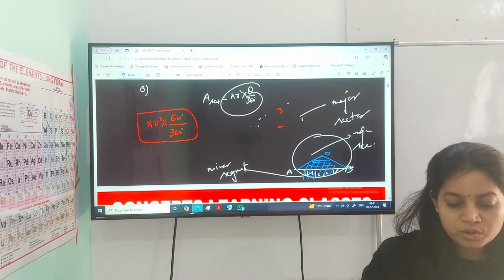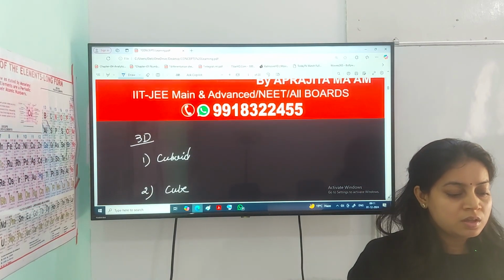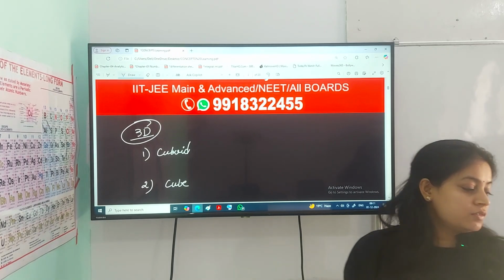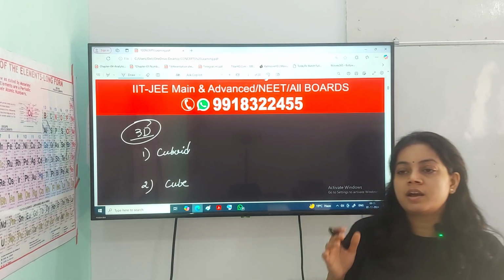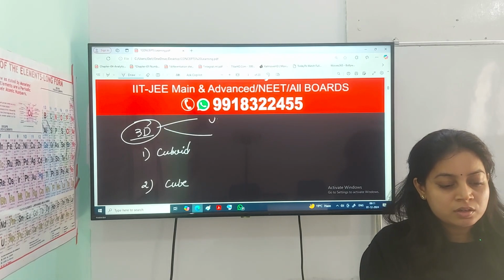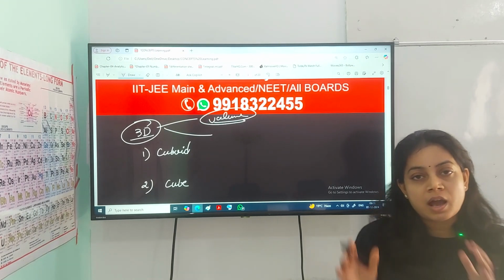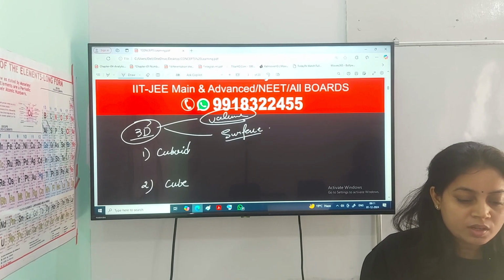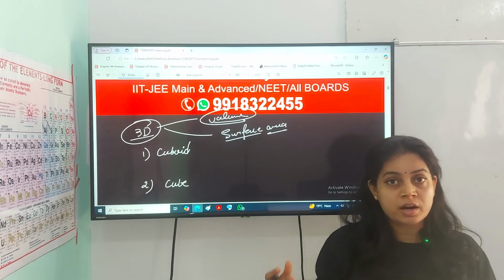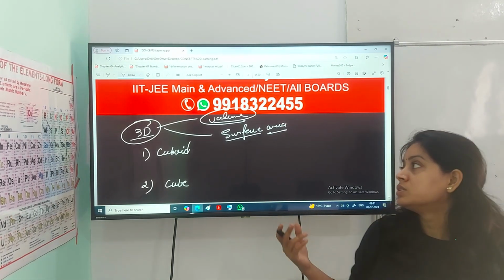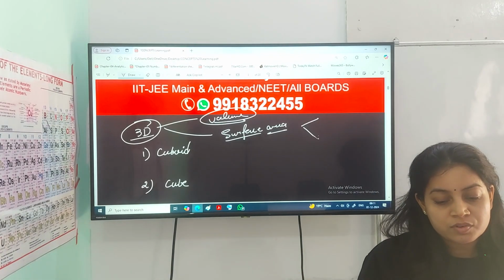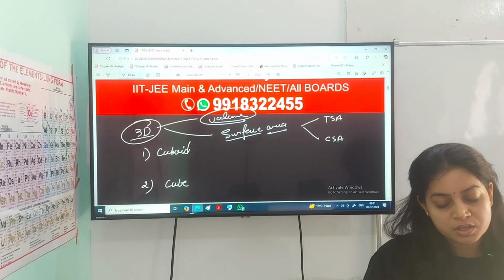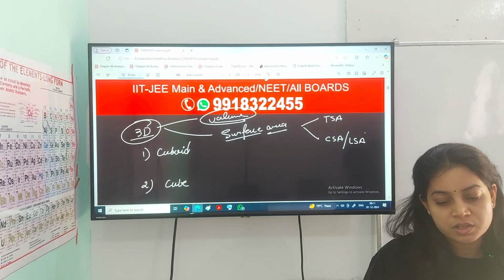So I think this is all about 2D shapes. You must have understood this. The next topic is 3D shapes. This is simply interesting, because in 3D we can calculate volume, and we can calculate the surface area as well. Surface area, as I've already told you in the starting, that 3D shapes have multiple surfaces. So they have two kinds of surface area. One is the total surface area, and the other one is the curved surface area. You can also call it lateral surface area.